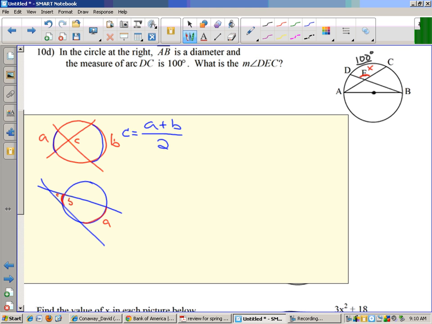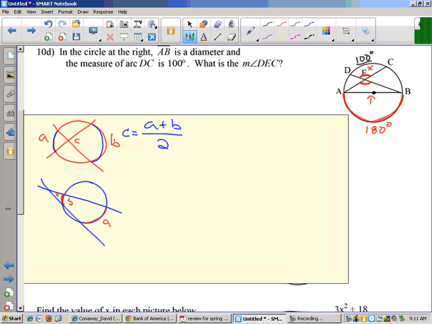Okay, but we still don't know the other two. Could we figure out what one of those other two arc measures or angle measures are? Do I know how much this angle that's in red is, or this angle is? They are the same as each other, but I don't know how much they are. Do I know how much this is? 180. That's 180 because this was a diameter.